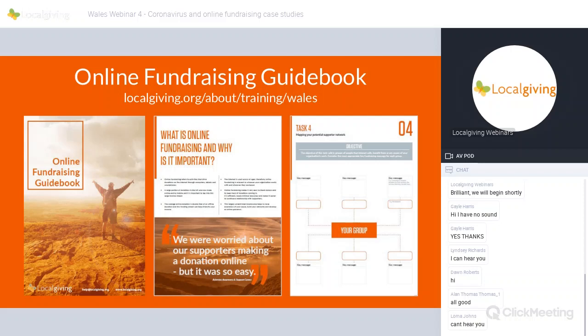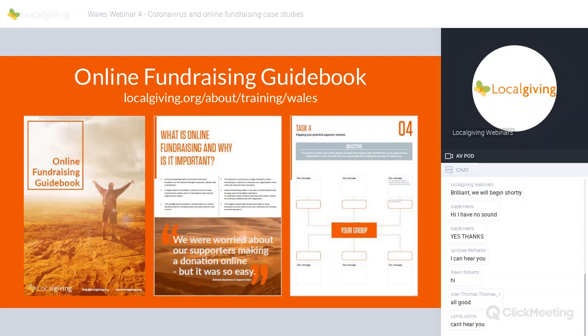Now, I say guidebooks because there are also Welsh versions of the guidebooks. So I've also created a guidebook that's entirely in the Welsh language. So if someone is more comfortable working their way through the text and the tasks in the Welsh language, then that's absolutely fine, and that's there too.